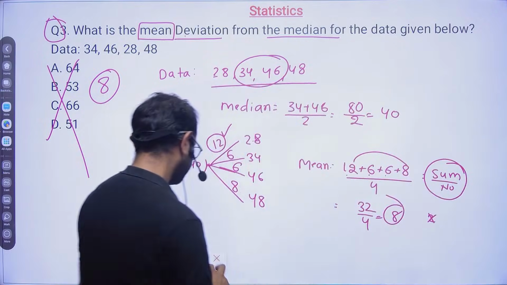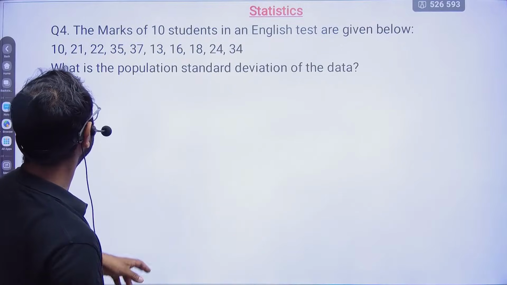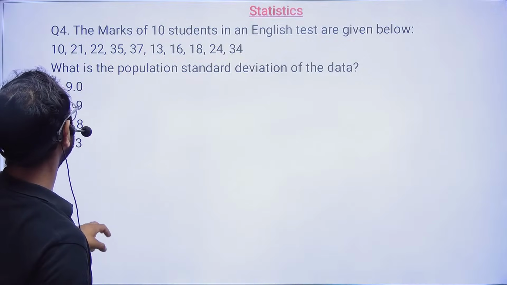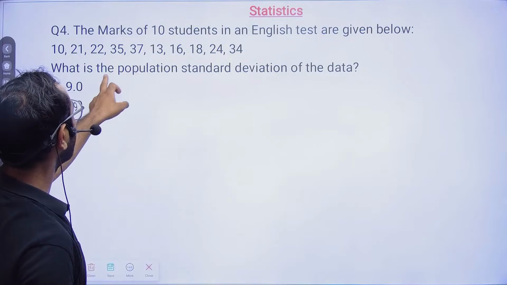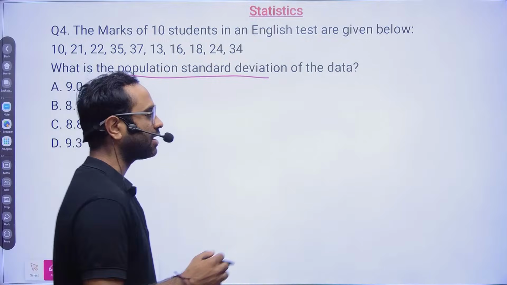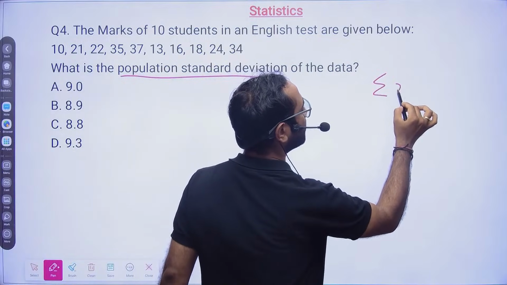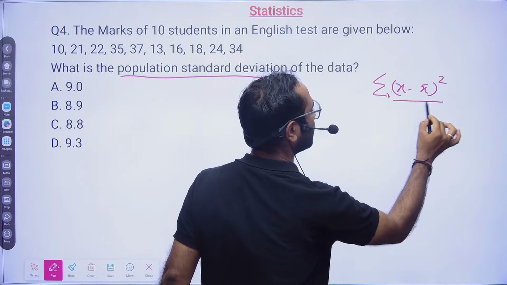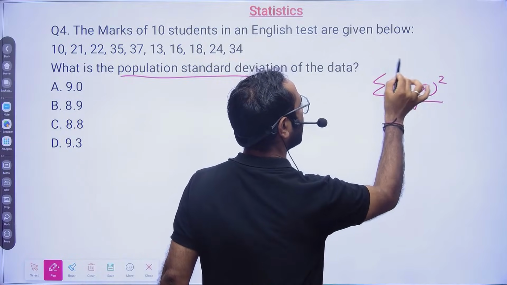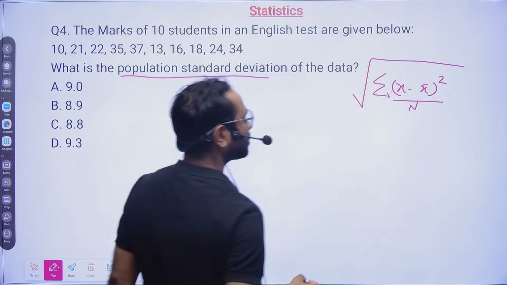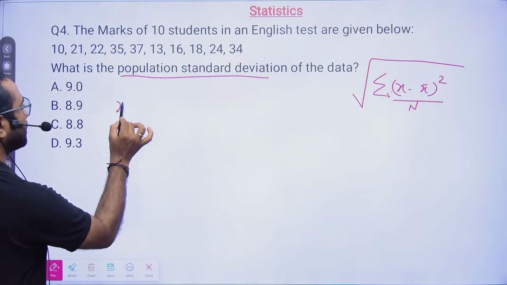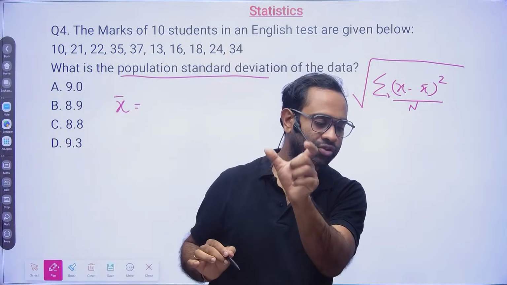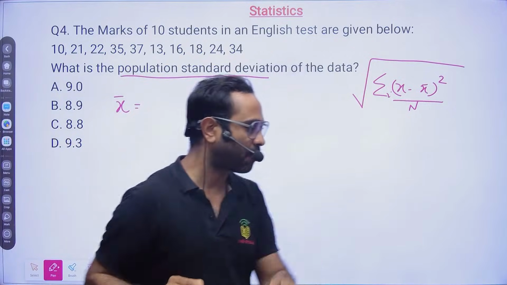Okay, clear. Chalo bhai. Next question. The marks of the 10 students in an English test are given below. So what is the population standard deviation? Standard deviation I showed you just now. It will be x minus x bar whole square for all the values of i divided by n, and then the square root. So the first thing we need to calculate is mean here. See this, these are the most asked questions in TCS. So you cannot compromise with it.